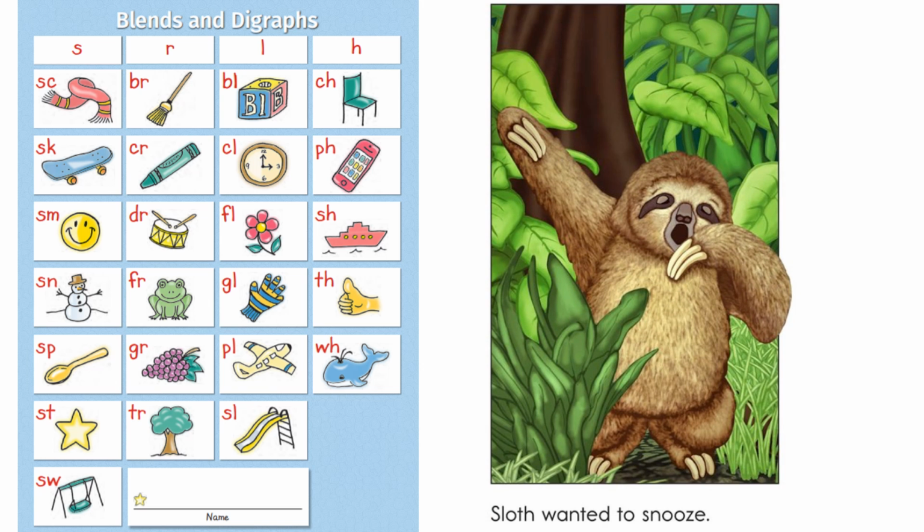All right, readers, now you try. Read the page, and when you find a blend or digraph, write it on your board. All right, let's read the page together. Sloth wanted to snooze. Do you hear any of those blends and digraphs? Sloth wanted to snooze. Let's try another page.